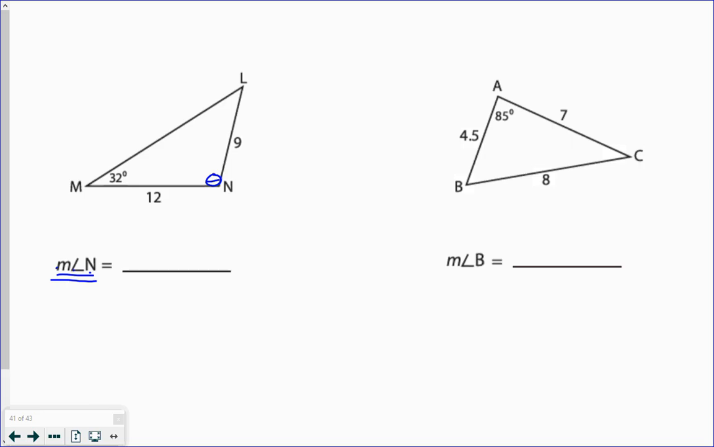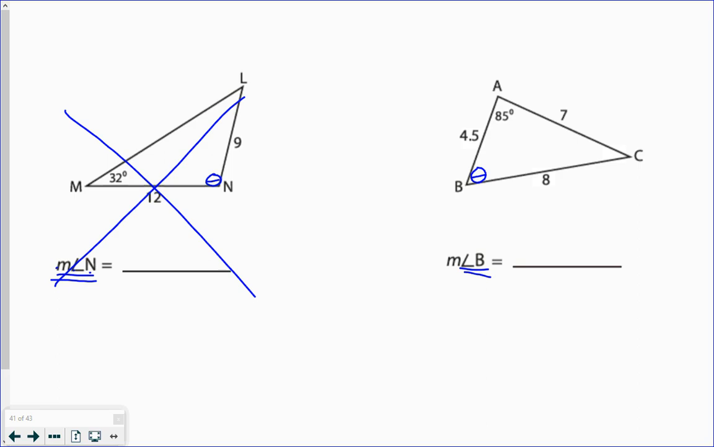Oh, actually, this is a nasty question. We're actually not going to do this one. That's not a good one. We're going to go to this guy. Okay, so we're looking for the corner of angle B. So I'm going to make that my corner there.